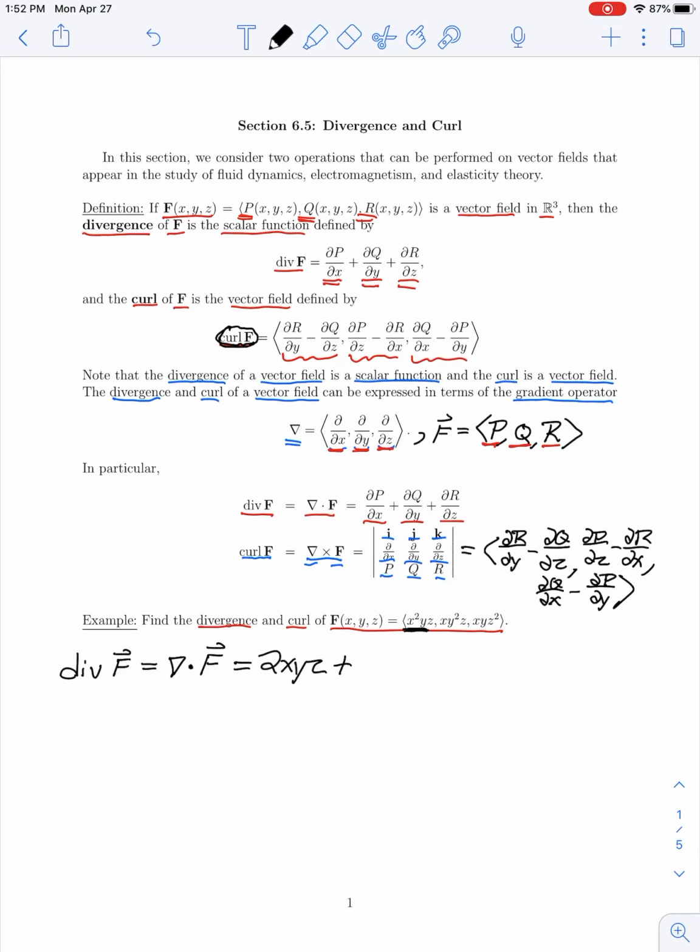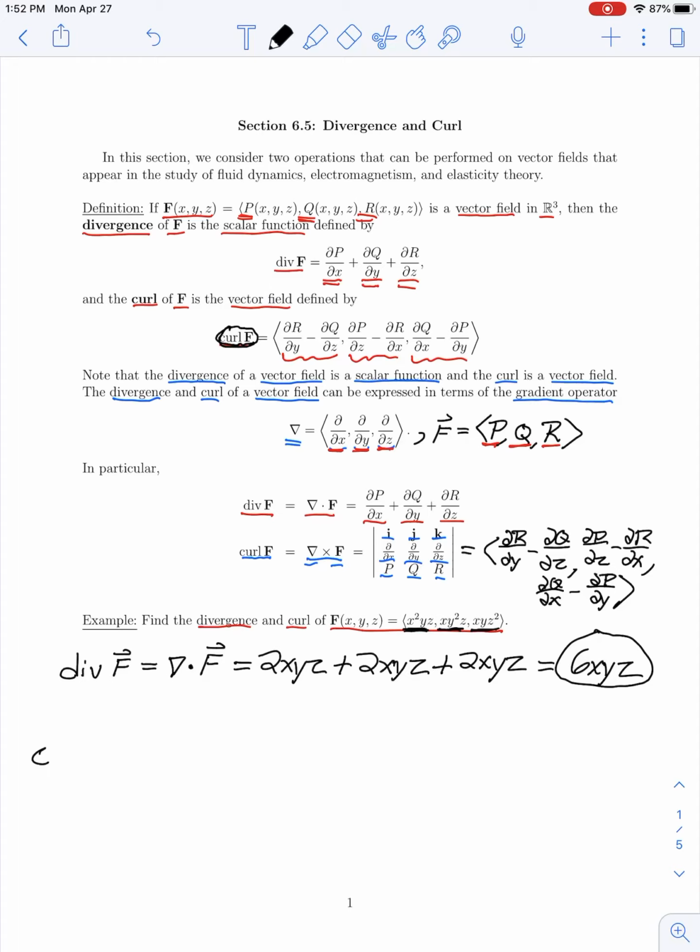2xyz. Then we add the derivative of our second component function with respect to y, which gives us 2xyz. And then we add the partial derivative of our third component function with respect to z, which would be 2xyz. So here, combining like terms, we have altogether 6xyz. So this would be the divergence of that vector field. It is a function, and it's a scalar function. For any value of x, y, and z that I plug in, I get back a number or some scalar.